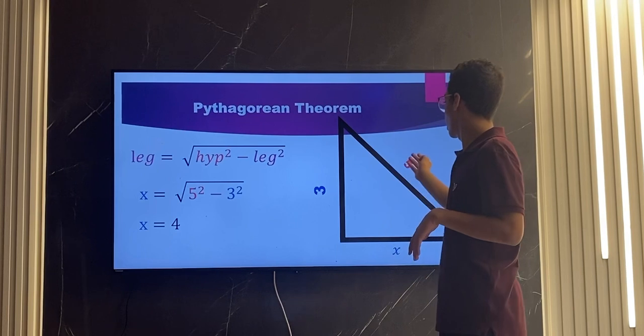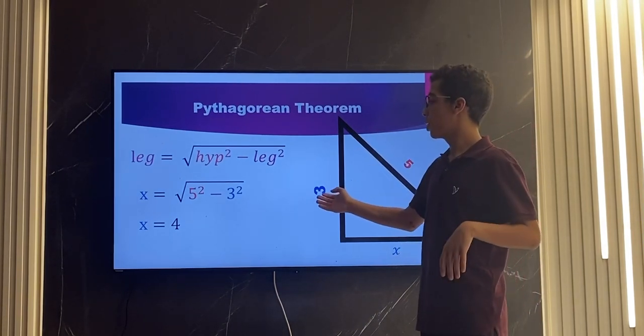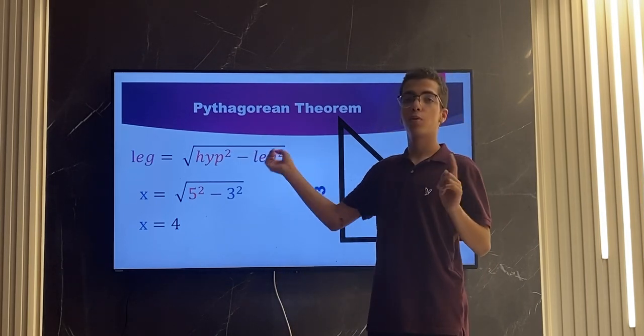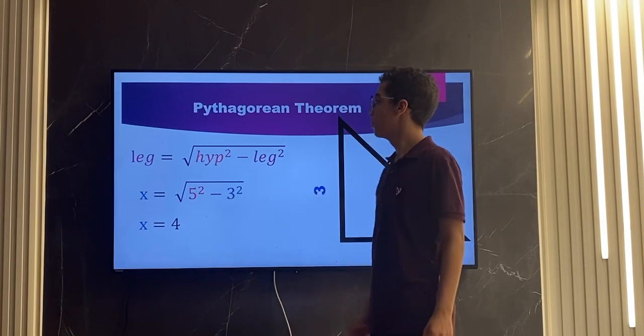So here we're given a hypotenuse and a leg. The hypotenuse here is 5 and the leg is 3. So we'll use this formula and then we'll substitute. It will be the square root of 5 power 2 minus 3 power 2, which equals 4.